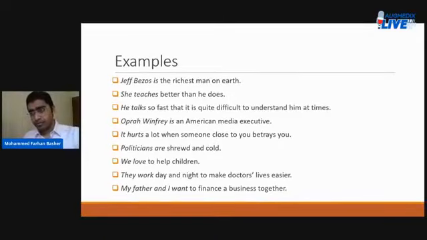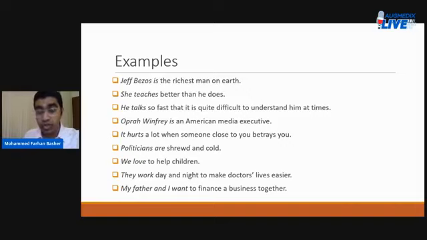So what do we see here? You see, in all these sentences, you have your subject. In each of these sentences, the subject and the verb both are agreeing with each other, right? So for example, in the very first sentence, you have Jeff Bezos. Jeff Bezos is of course a noun since it's the name of a person, a proper noun, therefore a singular noun definitely. And right after it, we have a singular verb, which in this case is. Jeff Bezos is the richest man on earth.